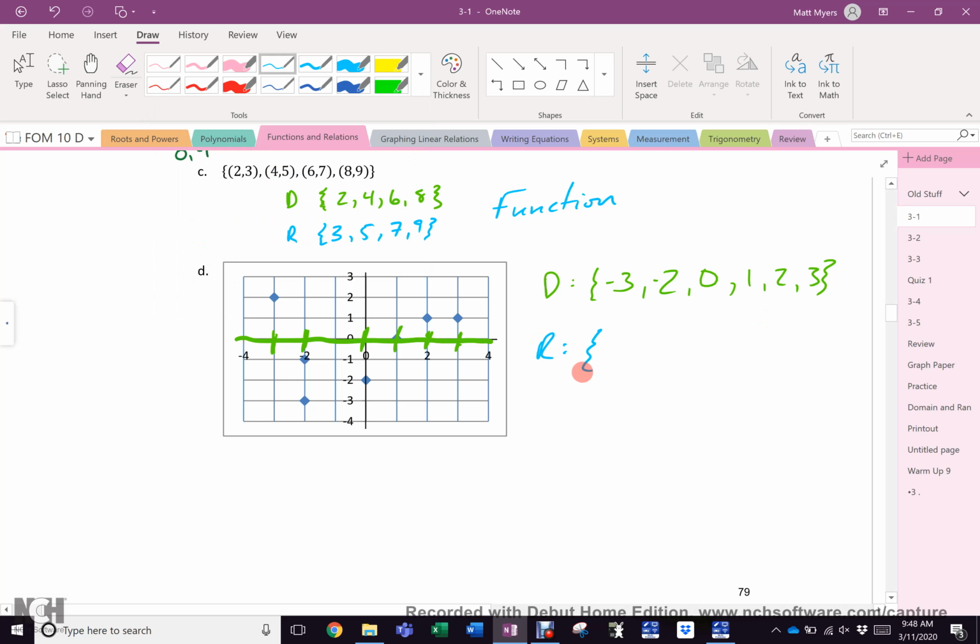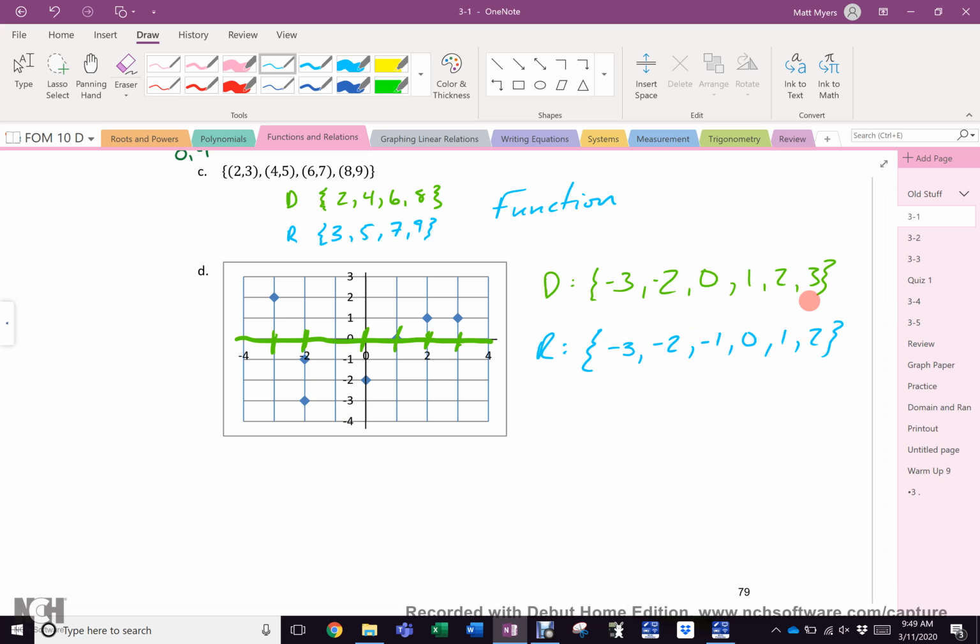I check the y values. Where's the lowest y value? Top or bottom? Bottom. So what is it? -3. Then what? 0. Then what? 1. Then what? 2. Everybody cool? Now, are any of these pairs? No. Well, maybe, but not automatically, right?